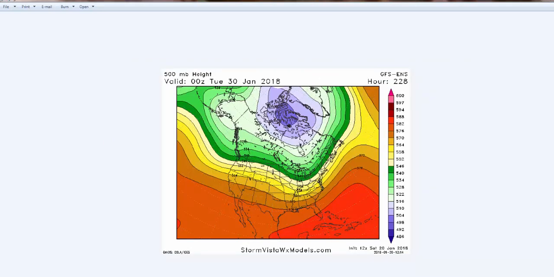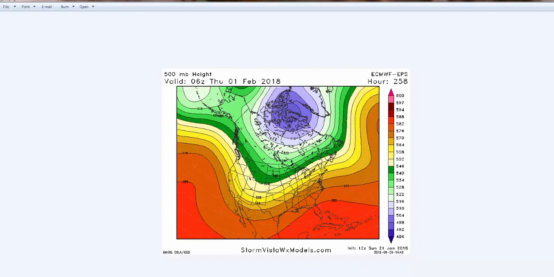All right, now here's the 228 hours, excuse me, January 29th and 30th. And there's our trough, which is bringing the rain. There it is, and there's another one coming in here. And the flow is like this. So this is not a great winter weather pattern going to the end of January.